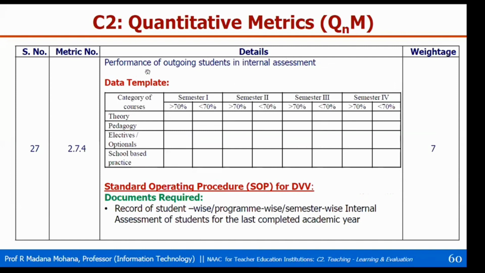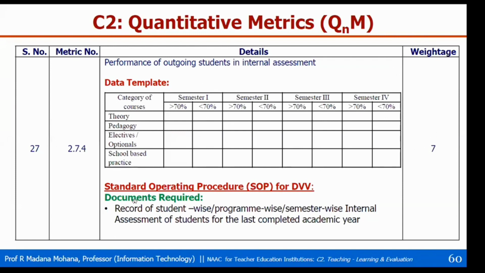2.7.4, this is related to performance of outgoing students in internal assessment. So semester-wise, the internal assessment performance for outgoing students as per the course categories given: theory courses, pedagogy course, elective or optional, school-based practice. Semester 1, greater than 70 percent how many, less than 70 percent how many, semester 2 and so on. For UG, 4 semesters, for PG, 1, 2, 3, 4. For UG, if more semesters, you can create more columns here. This carries 7 points.